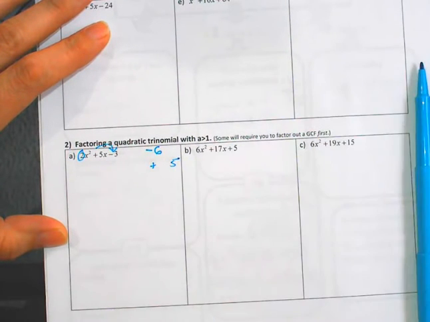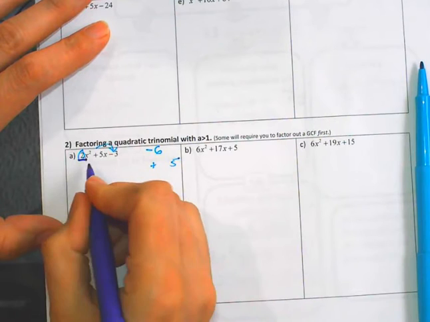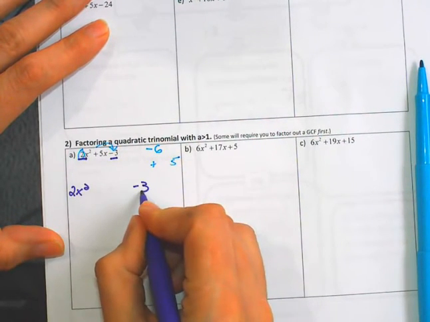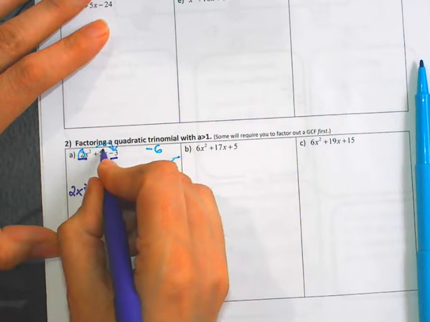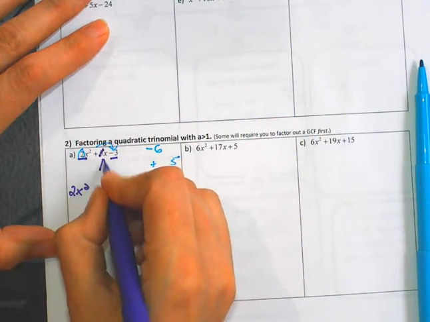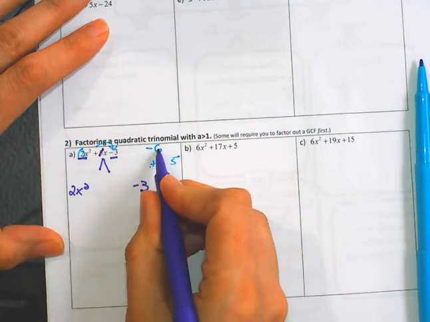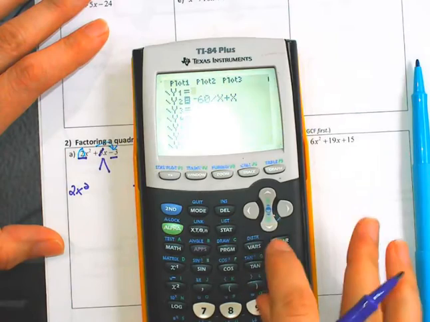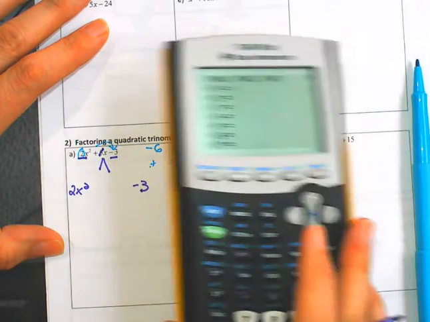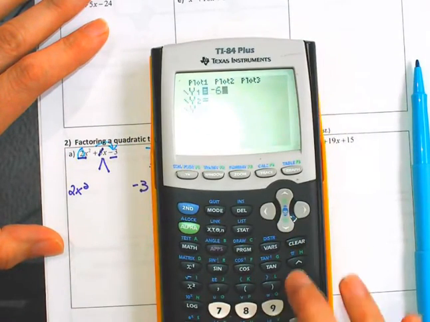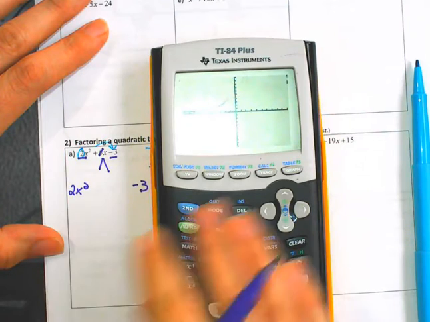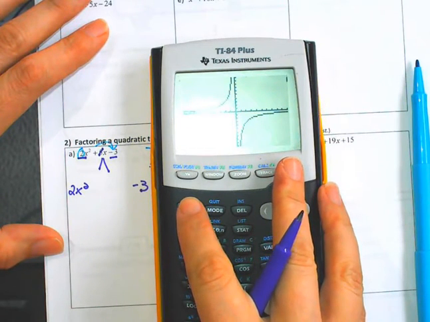So I'm going to do grouping here. You can do slip and slide if you'd like. I've got 2x squared minus 3. I'm going to split this term into 2 terms. And those 2 terms need to multiply to negative 6 and add up to 5. So we can put that into the calculator. So I have negative 6 divided by x. Negative 6 divided by x plus x. Oops. Go to your table, not the graph.